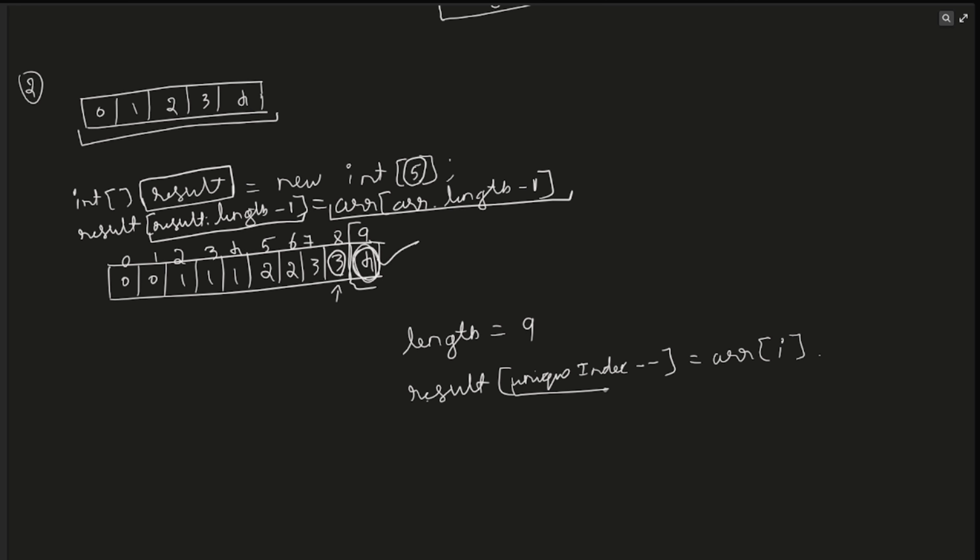What is this unique index? This is nothing but the number of unique elements. I hope this thing is clear. If you have any doubts, please do comment it. We'll try to answer all of those things.